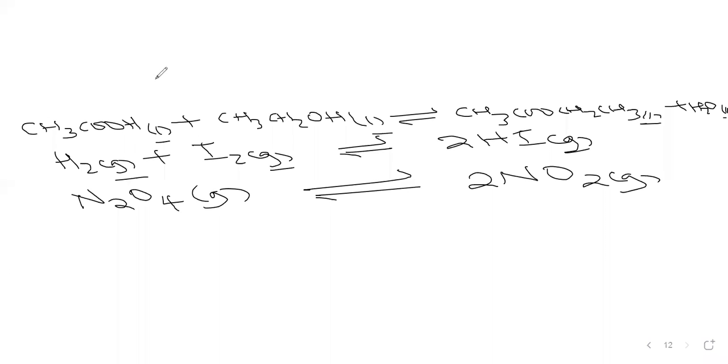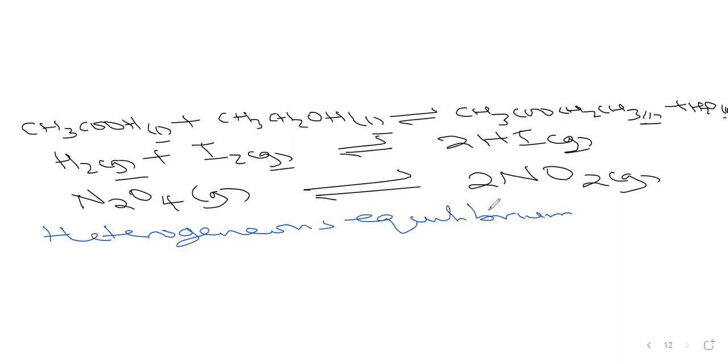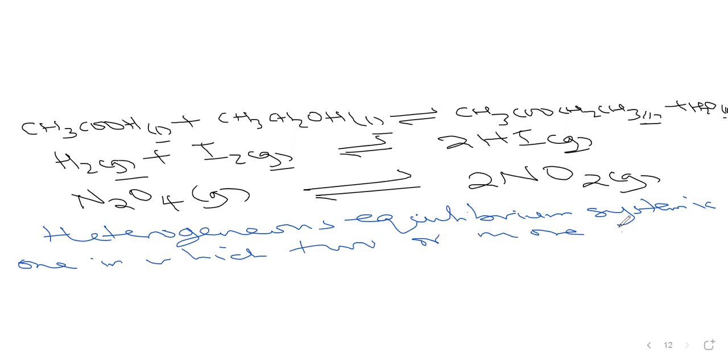How about a heterogeneous one? The heterogeneous equilibrium system is one in which two or more phases are involved. Is one in which two or more phases are involved.